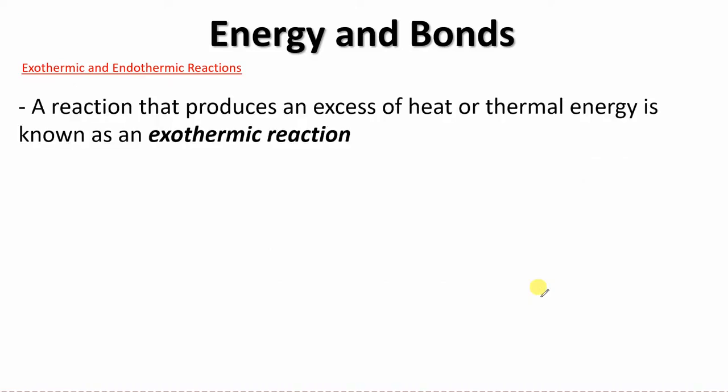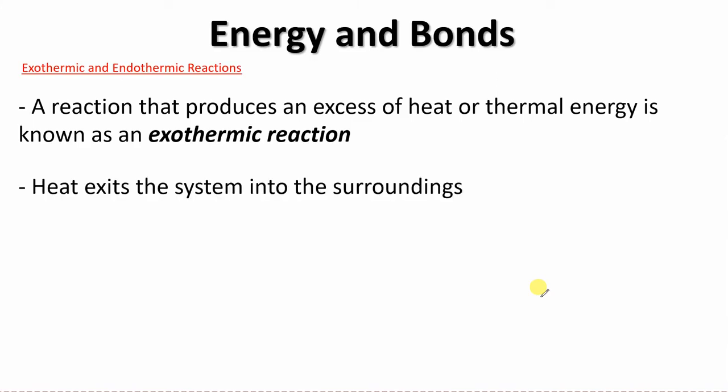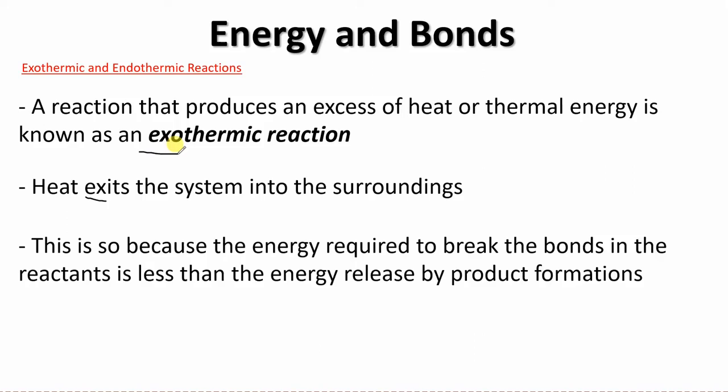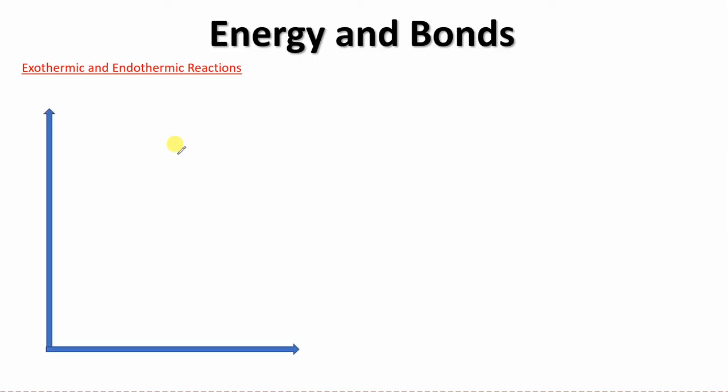So a reaction that produces an excess of heat or thermal energy is known as an exothermic reaction. Heat exits the system. Exit, exit. So in this case, it would feel hot. This is because the energy required to break the bonds in the reactants is less than the energy produced by product formation. I'm going to show you a picture in a second to better illustrate this. In fact, here it is.